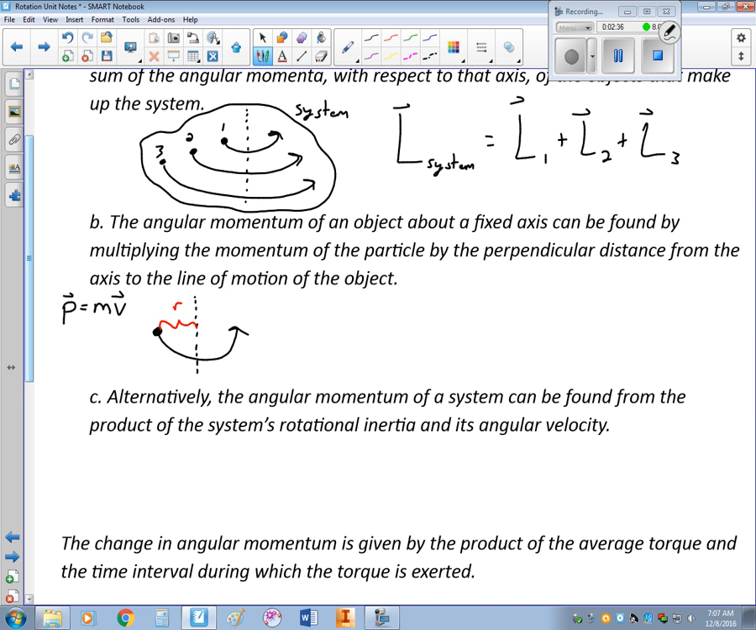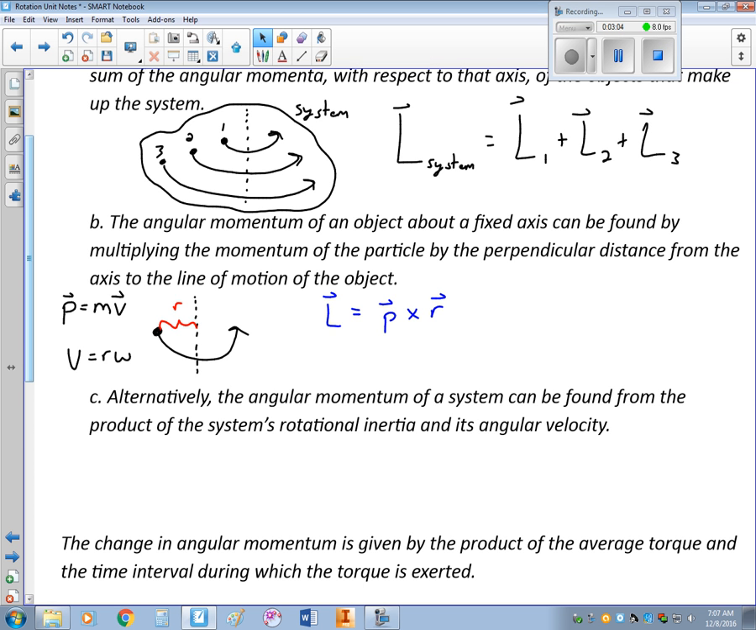But what we could do is invoke v equals r times omega, the bridge equation between linear and rotation. And if we do, what we find is that the angular momentum equals the linear momentum cross the lever arm distance.